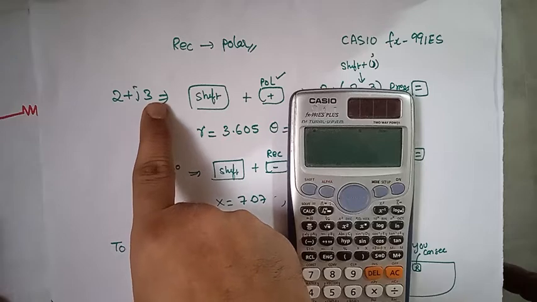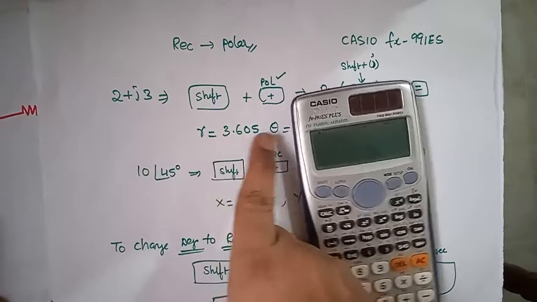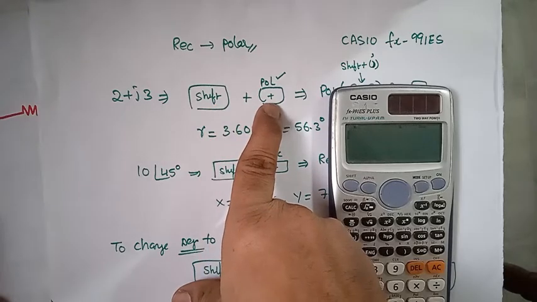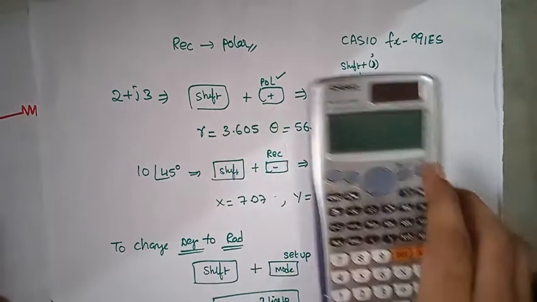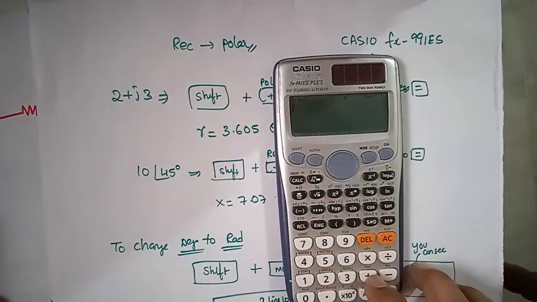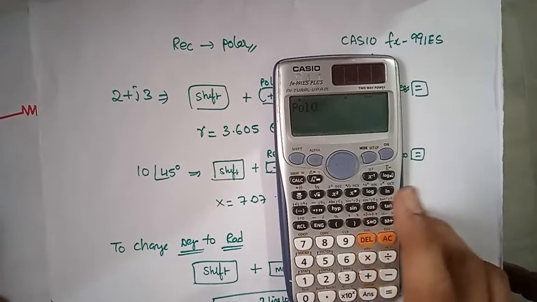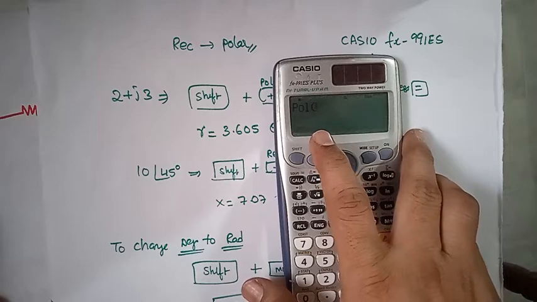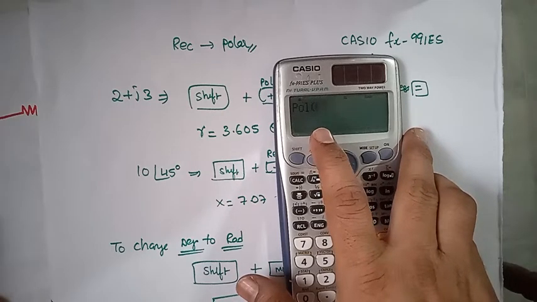To convert rectangular to polar form, first you need to press Shift and then press the plus button. That means it is going to select the polar. You can see in the display "Pol(". Now I need to convert rectangular form to polar form.